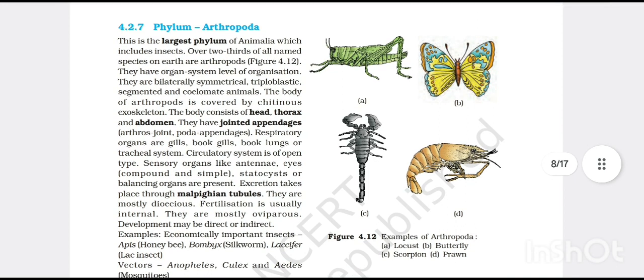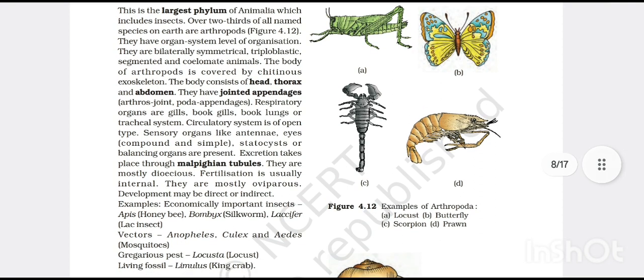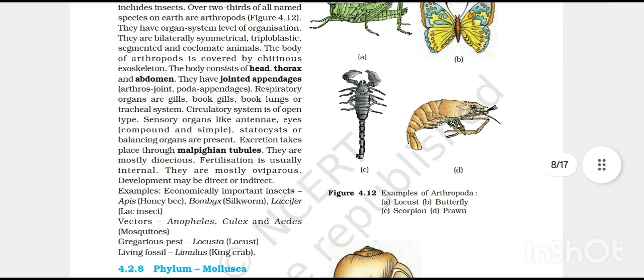Then phylum Arthropoda. This is the largest phylum of Animalia, which includes insects. Over two-thirds of all named species on earth are arthropods. They have organ system level of organization. They are bilaterally symmetrical, triploblastic, segmented, coelomate animals. The body of arthropods is covered by a chitinous exoskeleton. The body consists of a head, thorax and abdomen, and these are joined by jointed appendages.